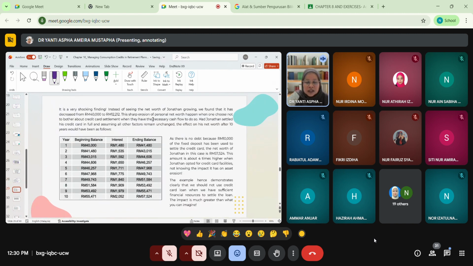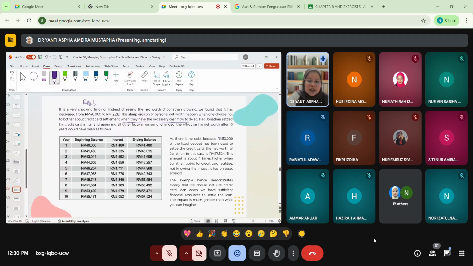Therefore, this is very dangerous and also shocking. So instead of seeing net worth growing, the net worth has reduced because of the debt. This sharp erosion of personal net worth happens bila a person does not bother about their credit card settlement, especially when they have the necessary cash flow. It's not that Jonathan cannot pay.